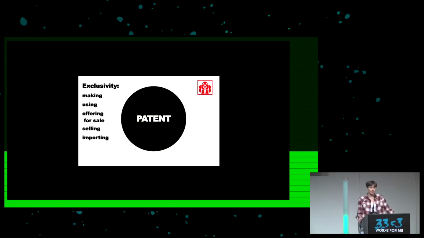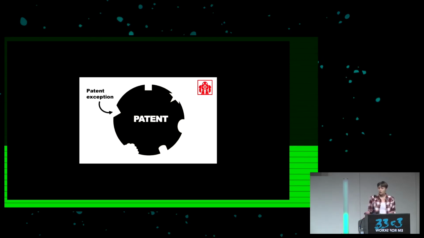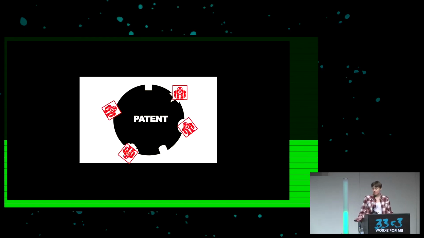So very briefly, a patent renders a market monopoly, exclusivity. This monopoly is limited with patent exceptions. So some uses are allowed without the permission of the patent holder. However, none of them can really support makers. One exception for private and non-commercial uses is okay, but it's very narrow.